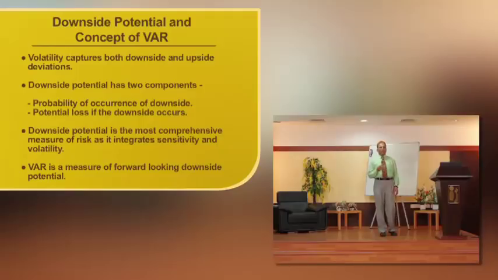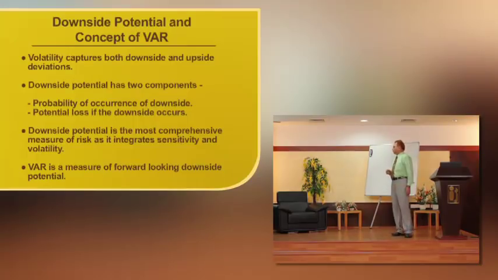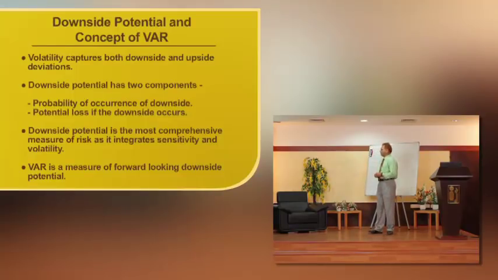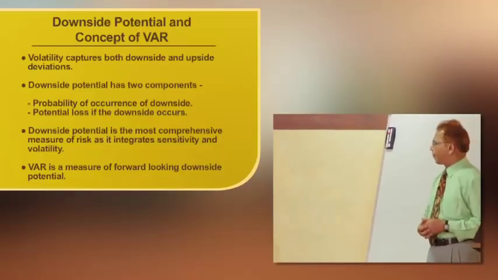Then the next thing we need to understand is if there is a loss, suppose one person fails out of 100, what is the impact on my profit, or what is the downside, what is the expected loss which I am going to incur. If we know both of these, then only we can know the downside impact of the potential risk. Downside potential is the most comprehensive measure of risk as it integrates sensitivity and volatility. The volatility comes out of the potential loss, and the sensitivity comes out of the probability of occurrence of downside.